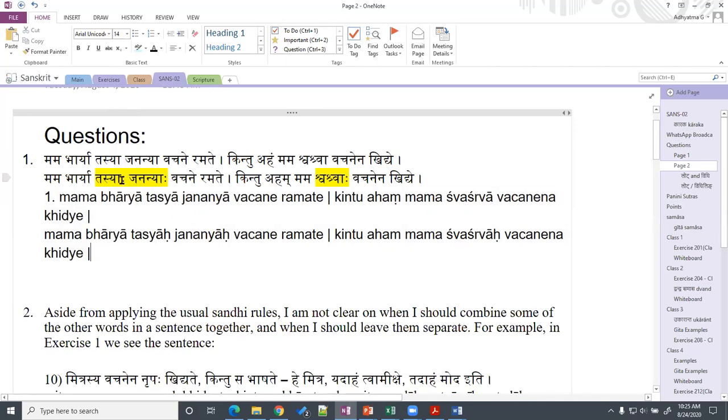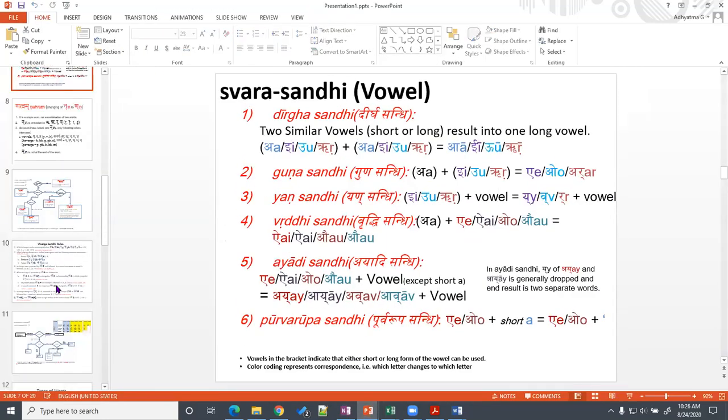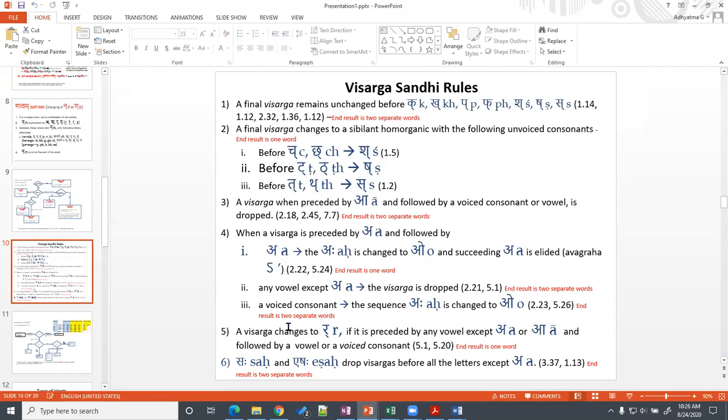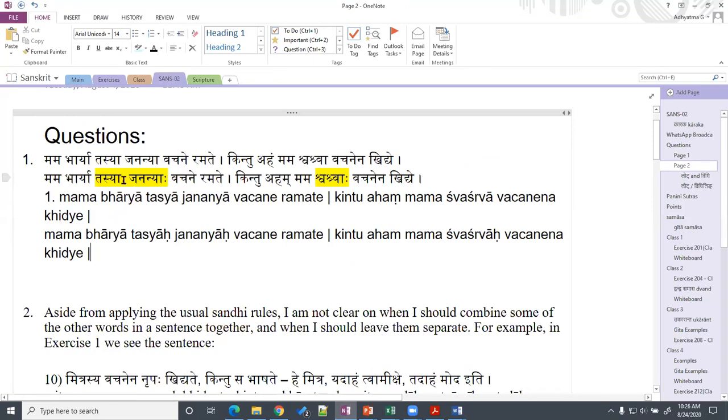So the sandhi here is tasyaha jananyaha. It's the sixth case, singular. Janani, jananyaha, shashruvaha. Sixth case, singular. And the visarga drops. If you remember this rule, visarga sandhi: visarga drops when preceded by akara and followed by a voiced consonant or vowel. The visarga is dropped. So that's the rule which is taking place here. Preceded by akara and followed by a voiced consonant.